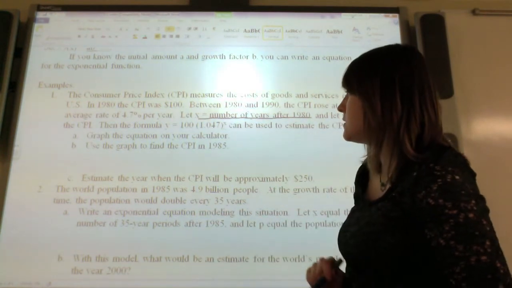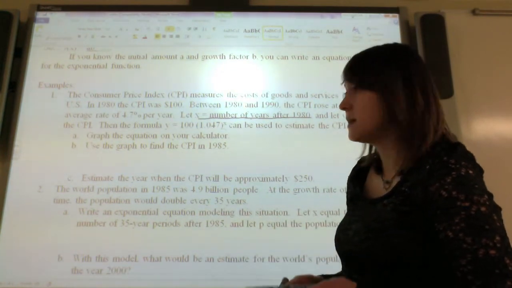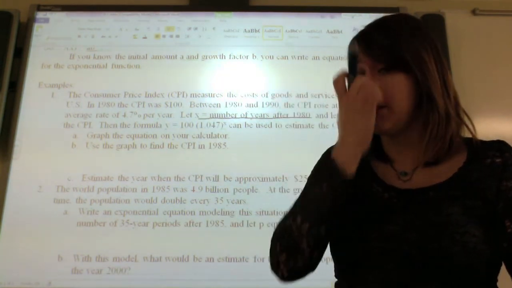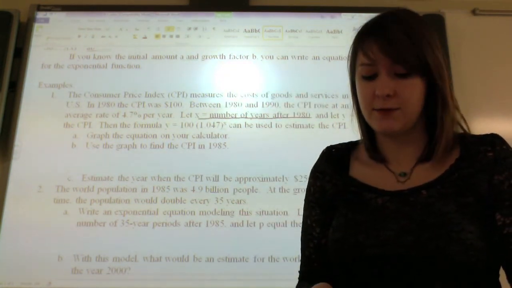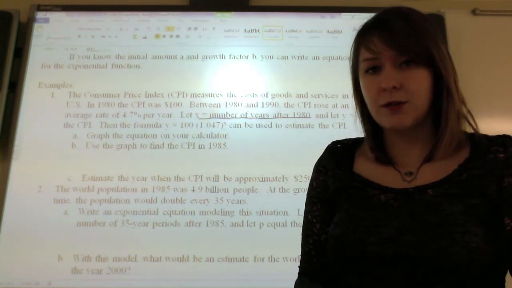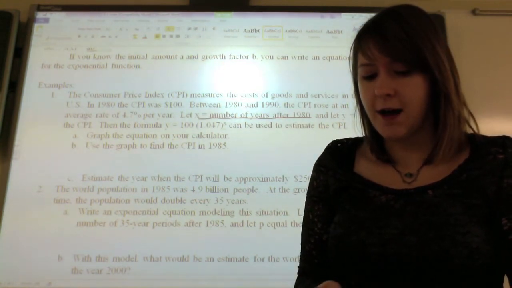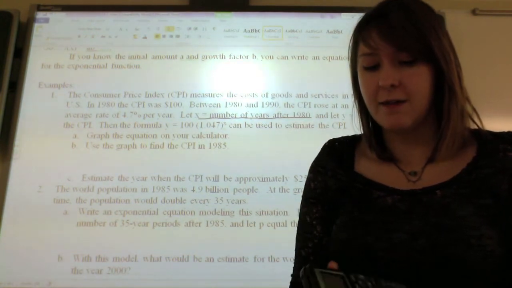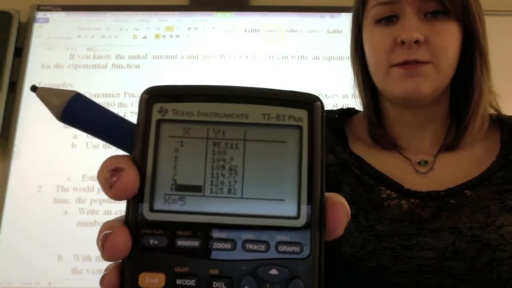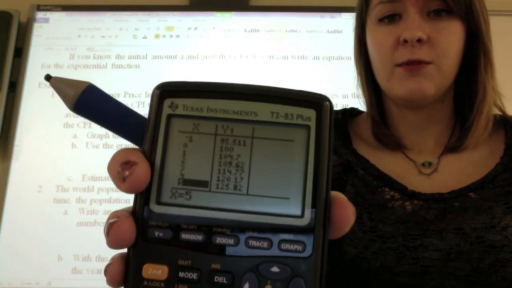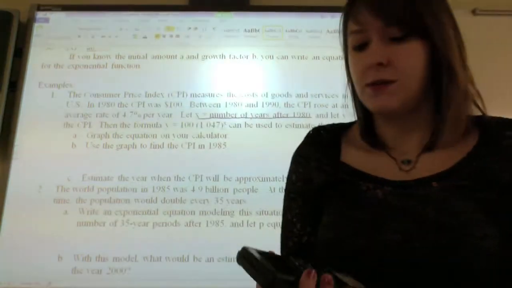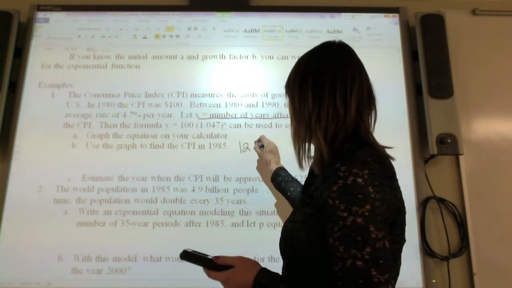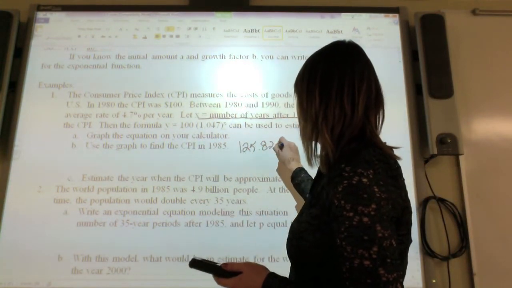So then it says use the graph to find the CPI in 1985. Well, if I want to find the CPI in 1985, I'm looking for when x equals 5. So I can actually go to my table. So I'm going to hit second graph. I'm going to go to my table and I'm going to search for 5. And when I get to 5, I get a value of 125.82. So that means that in the year 1985, my value was $125.82.